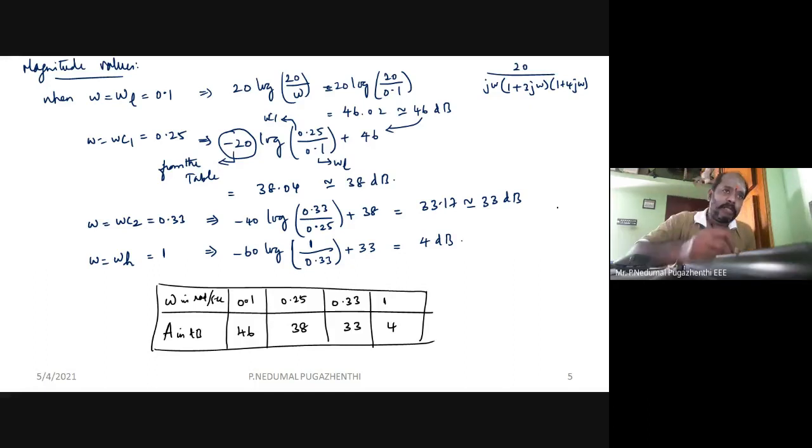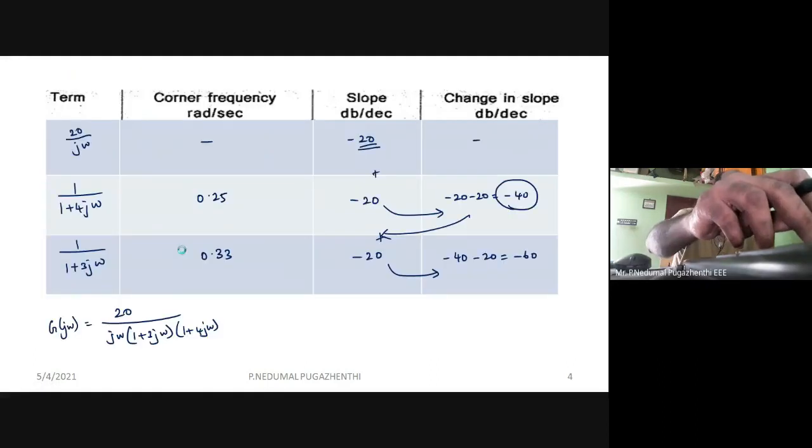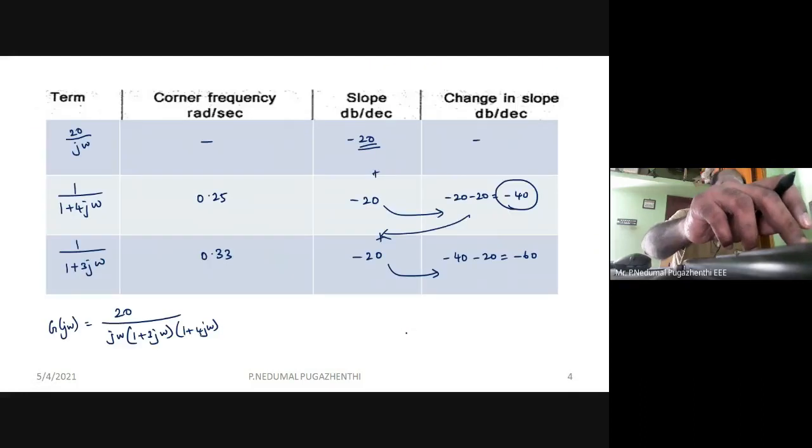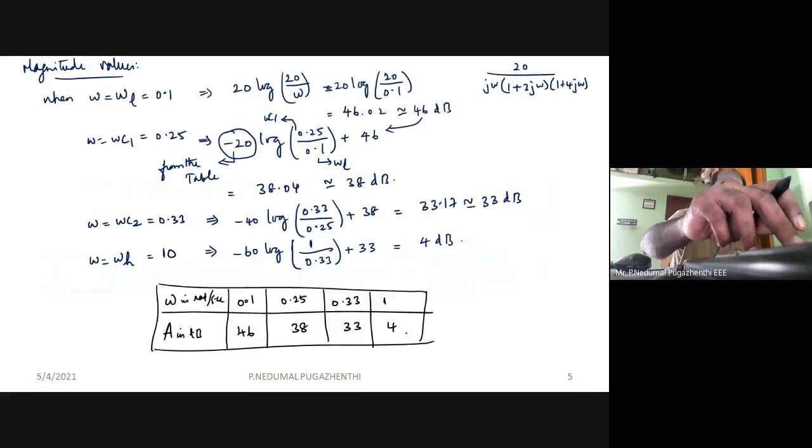See, one more important point is that all the values are coming out around positive values. I want a negative value at the end. So instead of 1, I will choose a 10 here. Let me change that. This is 10 radians per second, a very important point. To get a 0 decibel line crossing, I have to get a 10 there.